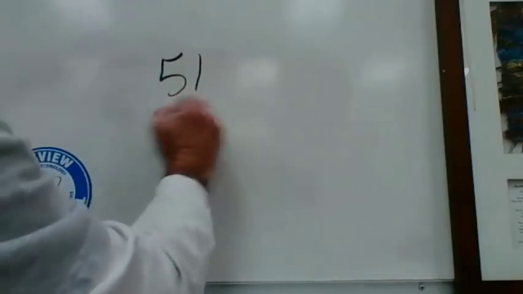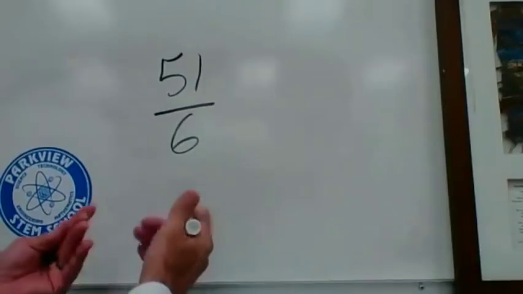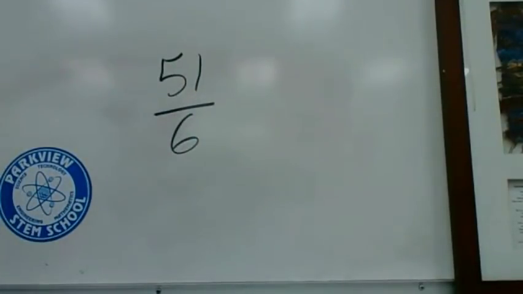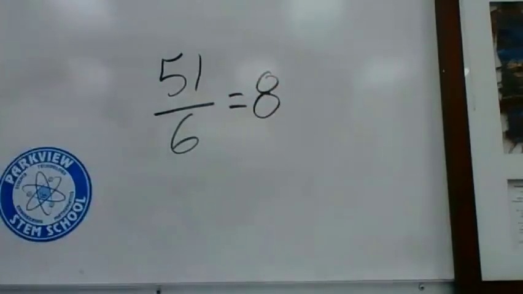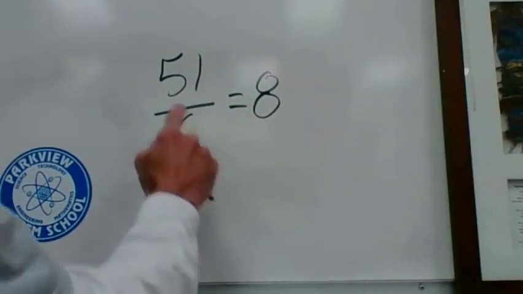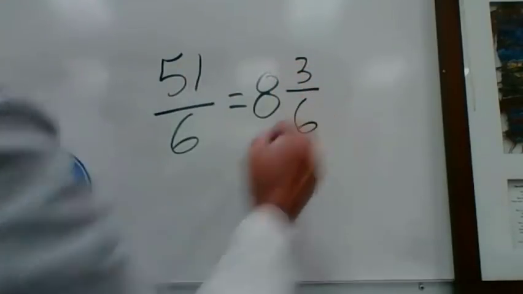Let's say that we have a bigger one. Let's say we have 51 sixths. Now we're thinking, 6 goes into 51 how many times? We know our math facts. 6 times 8 is 48. And then what's left over? 3 more, right? Now here's an interesting thing.